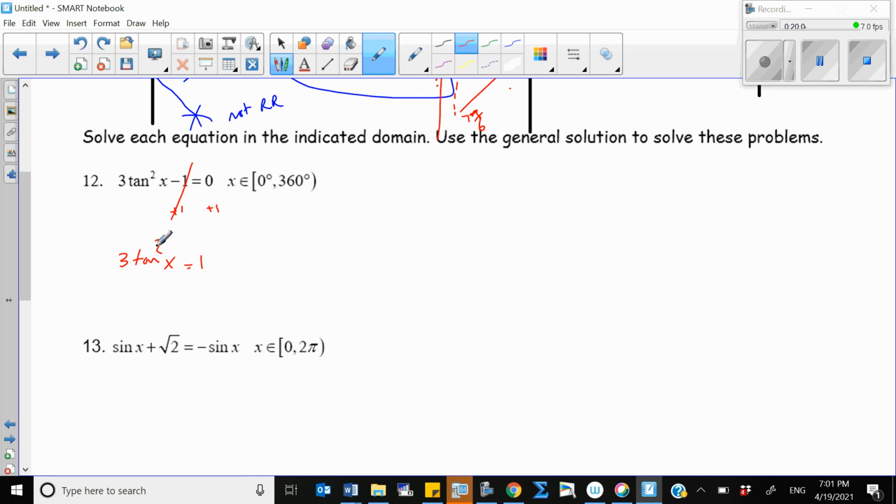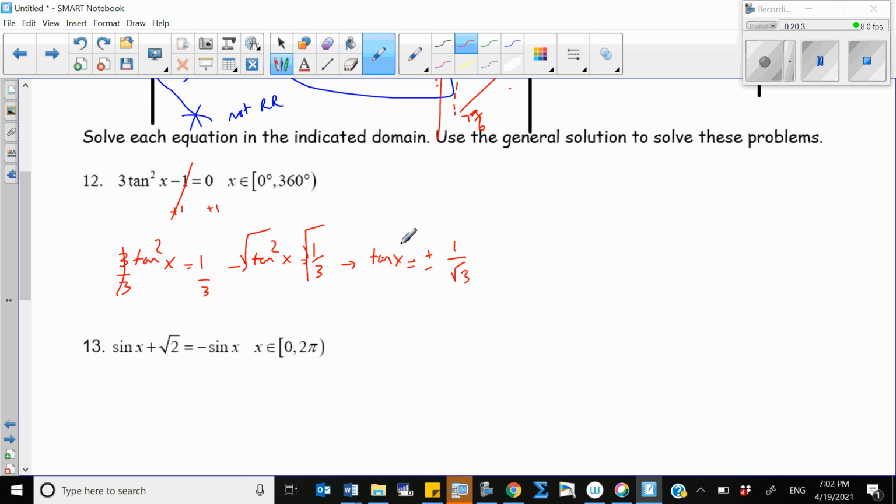And then we need to divide by 3. Both sides divide by 3. And tangent squared of x equal to 1 over 3. And then for tangent of x, you need to get the square root of both sides. Tangent of x is positive and negative 1 over radical 3, because the square root of 1 over 3 is 1 over radical 3. So we have the trig function by itself on one side.